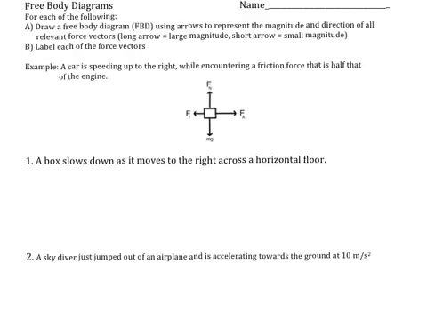So even if something's being pushed from below, I draw the arrow above because I always want to show the arrow starting at the box and then moving outwards from the box. So here we go. This box slows down as it moves to the right. So that means that if it's slowing down in the positive direction, the net force must be in the negative direction. So what I'm going to do is I'm going to draw a box.